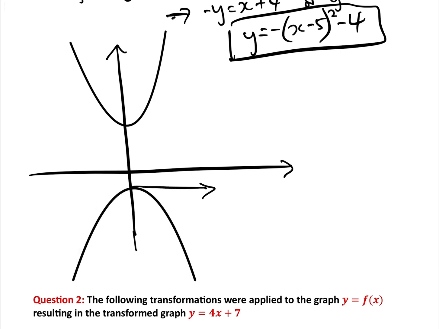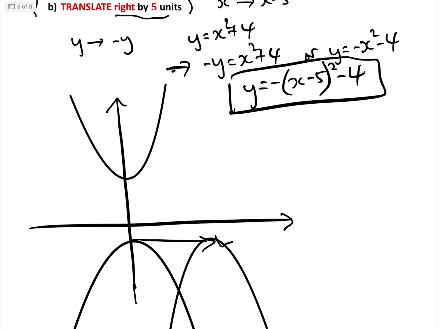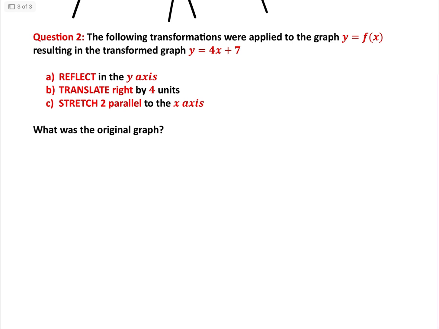And then what we did was we translated it right by 5, which means it would go down to here, and that would be our transformed curve, that one over there. So that's basically what we have done. So that's the answer to question number 1.